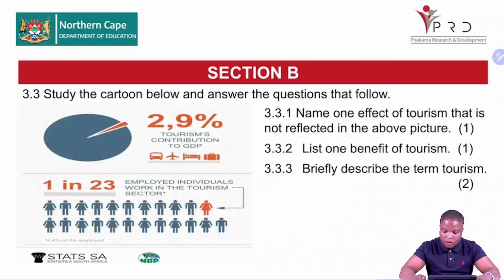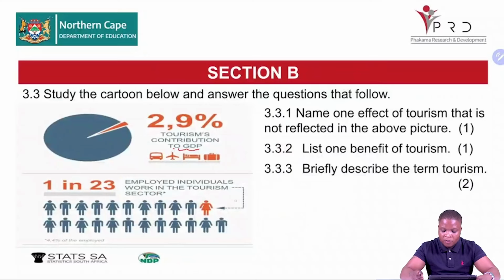Name one effect of tourism that is not reflected in the above picture. So our effects of tourism, you have a few of them. There's GDP, employment, externalities, infrastructure, investment, those are effects of tourism. You have GDP already, meaning whatever you mention, you are not going to mention GDP. You are going to mention any besides GDP.